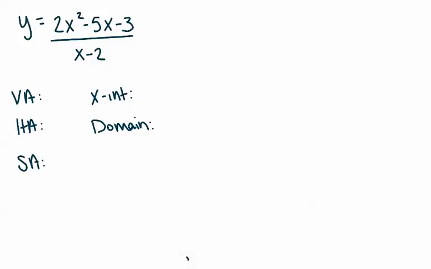Hi guys, we are going to look at how to find the vertical asymptotes, horizontal asymptotes, and/or slant asymptotes, x-intercepts, and domain for this rational function that's given. First we'll do vertical asymptotes. Remember that vertical asymptotes come from setting the denominator equal to 0. So x minus 2 equals 0. Solve that for x and you get that x equals 2. Remember when you're writing your asymptotes, you want to make sure you include the "x equals."